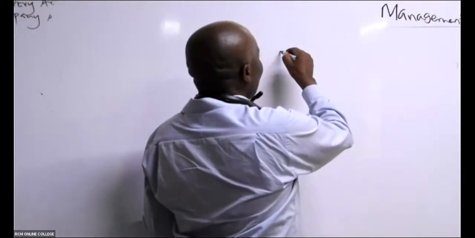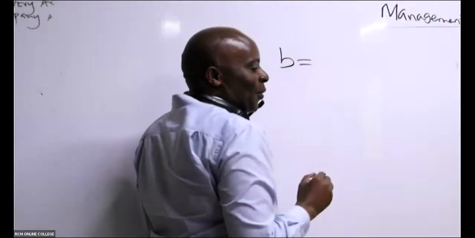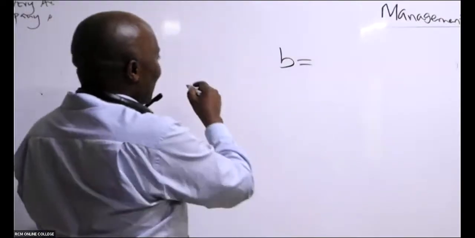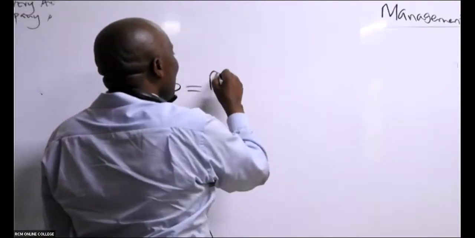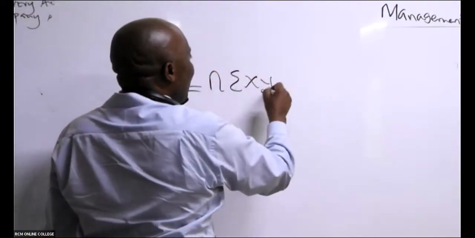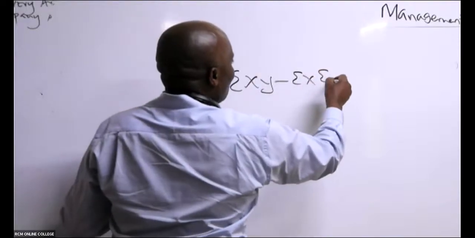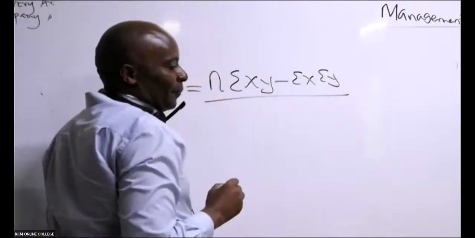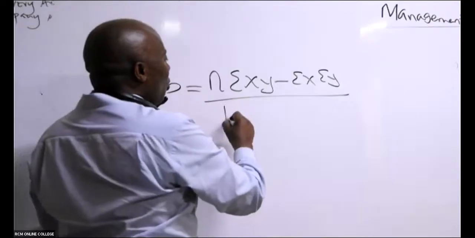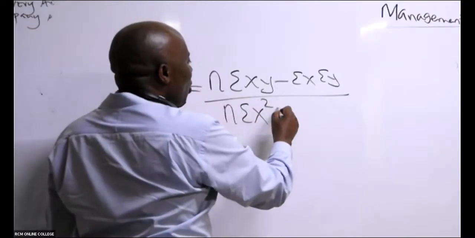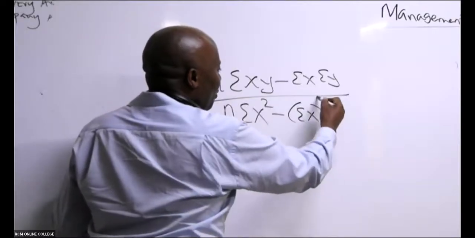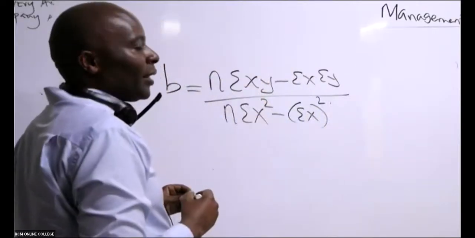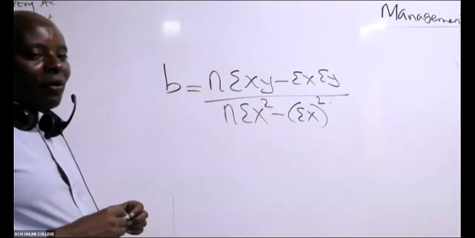So, ladies and gentlemen, we start with B. How do we get this B using regression analysis? Using regression analysis, to get this B, we normally take n summation of xy minus summation of x, summation of y, all over n summation of x squared minus bracket summation of x squared. That is how we get our B.